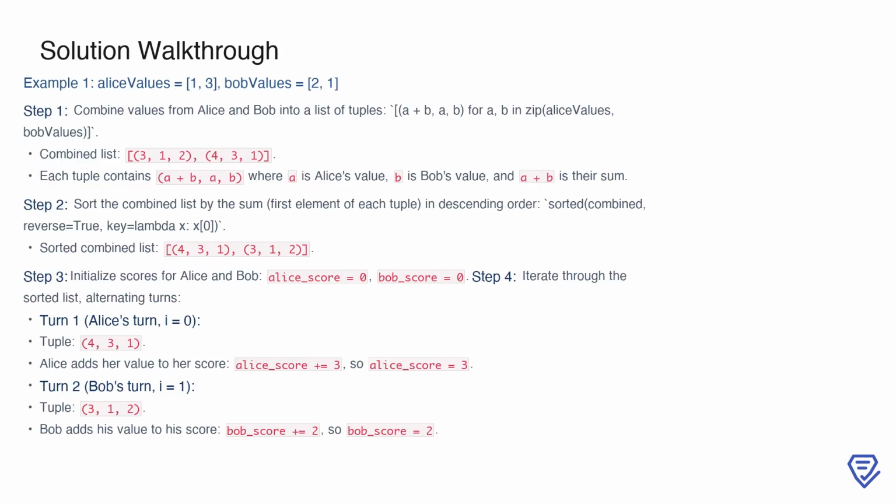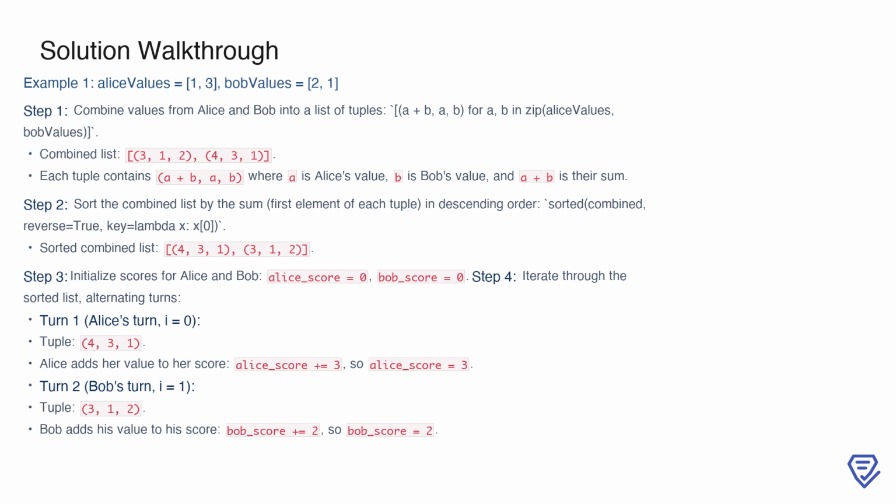To solve this problem, we start by combining Alice's and Bob's values into a single list of tuples. Each tuple consists of three elements: the sum of their values, Alice's value, and Bob's value. For the first example, where Alice's values are 1, 3, and Bob's values are 2, 1, the combined list becomes (3, 1, 2), (4, 3, 1). This step helps us evaluate the overall importance of each stone. Next, we sort this combined list in descending order based on the sum, which prioritizes stones with the highest total value. After sorting, the list becomes (4, 3, 1), (3, 1, 2).